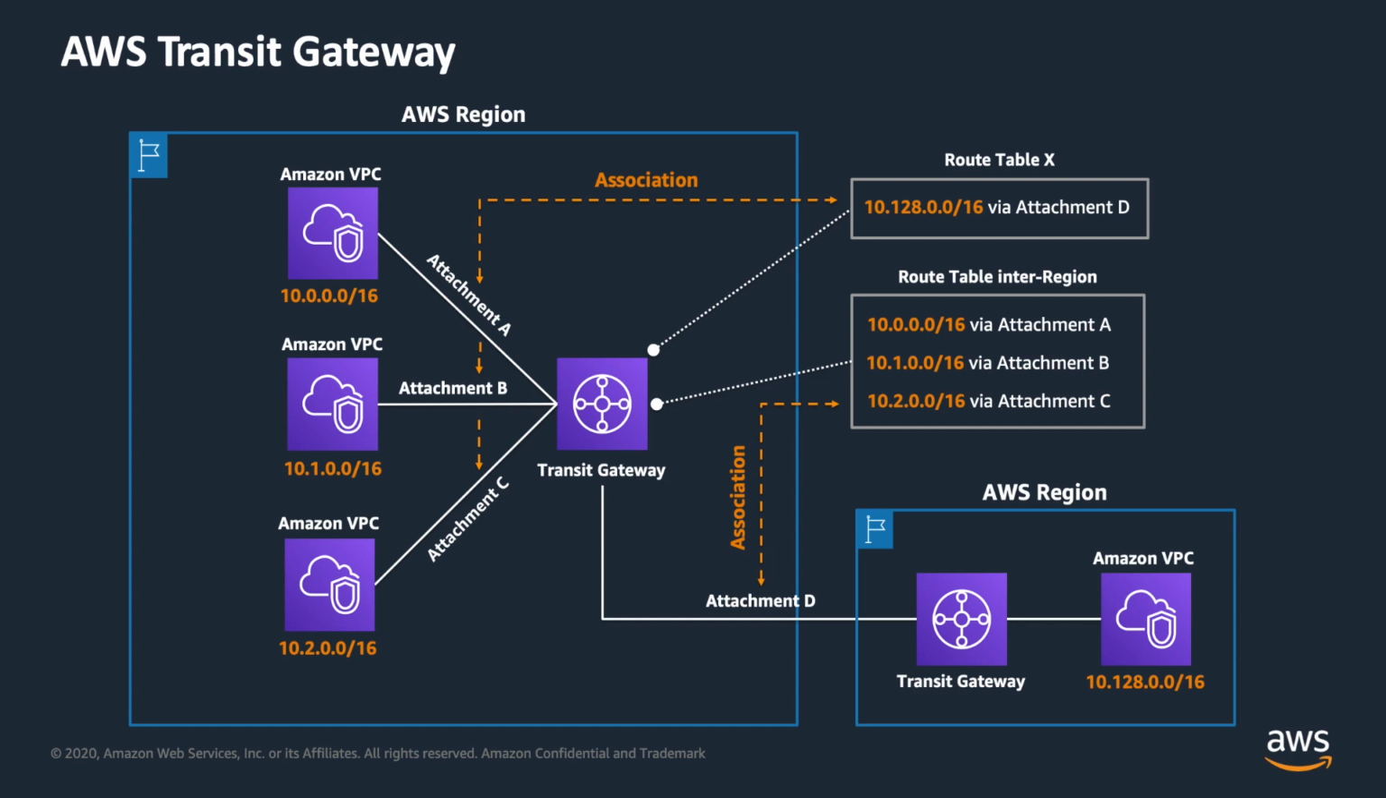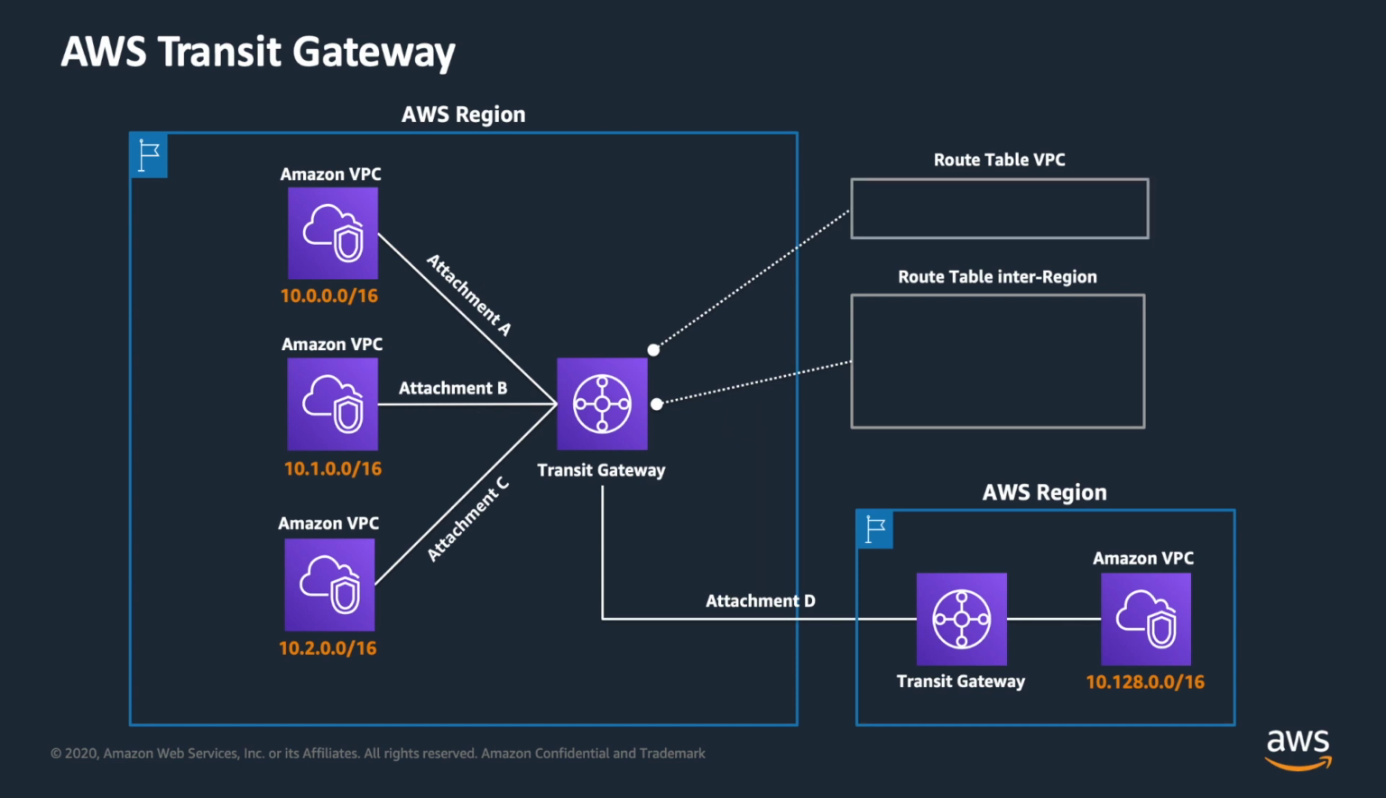For instance, let's say that you have a packet coming from attachment A into Transit Gateway with a destination IP of 10.128.0.224. Transit Gateway will use route table X to find out which attachment to send the packet out from. A match is found and the packet is sent onto attachment D. If we keep looking at this example, if we had, for instance, a packet coming into attachment A with a destination IP of 10.2.0.18, a route lookup in the route table associated to attachment A would not find a match, and therefore the packet would be discarded.